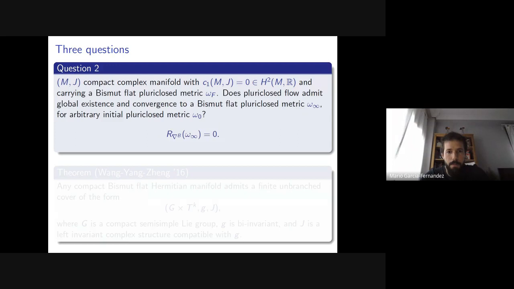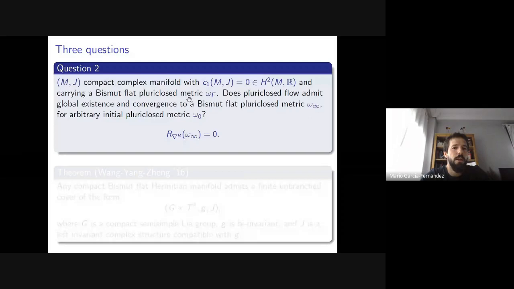So since this is false, let me try to make it a much stronger condition. So let's assume that the full Bismut curvature vanishes. Can we prove something in that case? So assume that you have a compact complex manifold with vanishing first Chern class, and assume that you have a pluriclosed metric, but which is Bismut flat. Okay. Can we prove in that case that the pluriclosed flow admits global existence and convergence, and converges actually to this flat pluriclosed metric, or maybe to a different one? Okay. This is the question I would like to address.